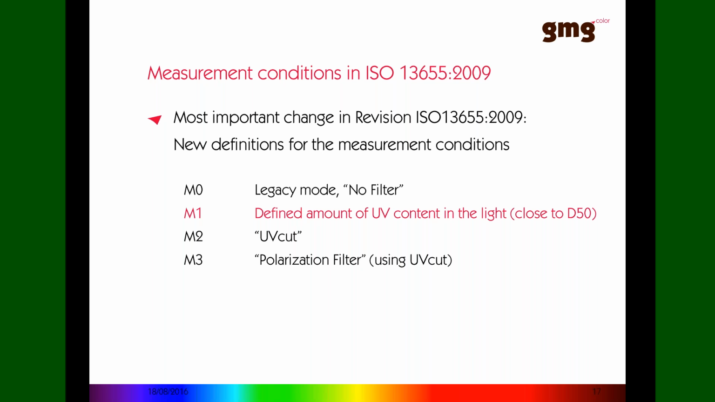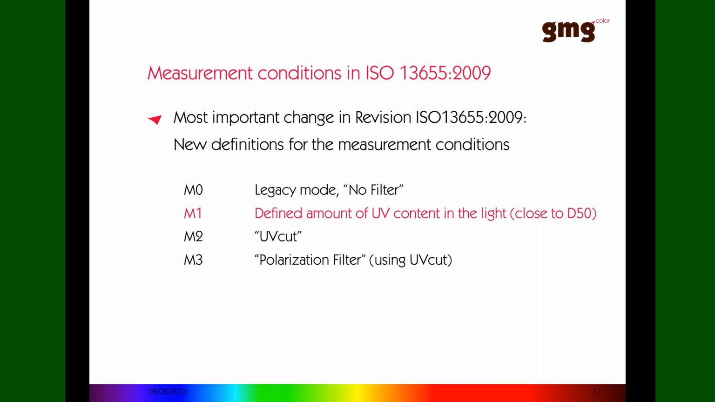So we now have the M0 measurement condition. That's basically the legacy mode. So in the old days, in the old revision, that was called no filter. So it was with the light bulb with UV content, but it wasn't defined. So that was the old no filter measurement. And now we also have the new M1 measurement condition. M1 is a measurement condition that's very close to our D50 standard. So that's also very close to the standard under which we are viewing our print products. So it's very close to daylight.